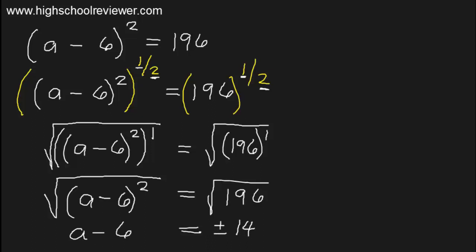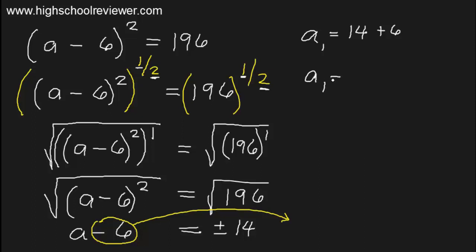So if we are going to get the value of a, we need to transpose negative 6 to the other side. So we will have two values for a. Our first value for a will use positive 14. And if we transpose negative 6, this will be positive 6. So this will be our a sub 1, which will be positive 20.